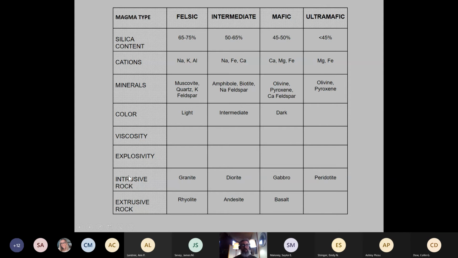And I don't have them written there. I think it's written a little bit later in this slideshow, but you should probably go ahead and write that this has aphanitic texture, and that has phaneritic texture.